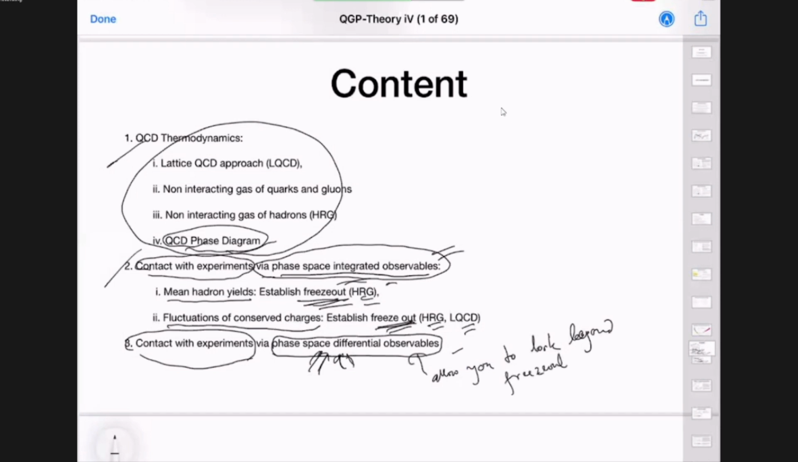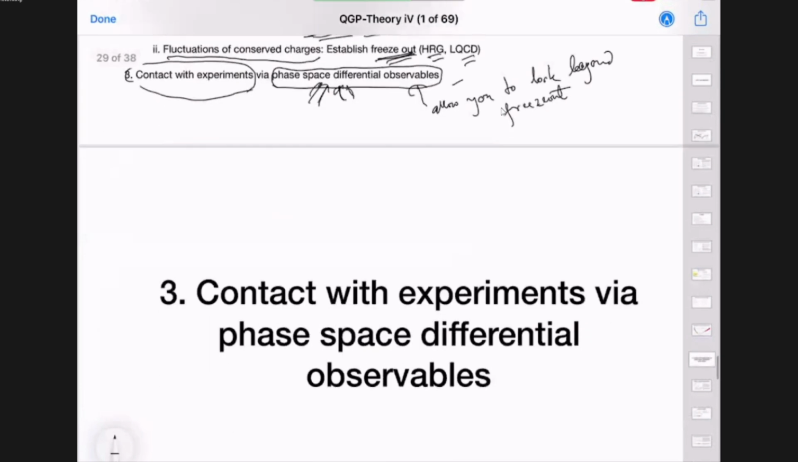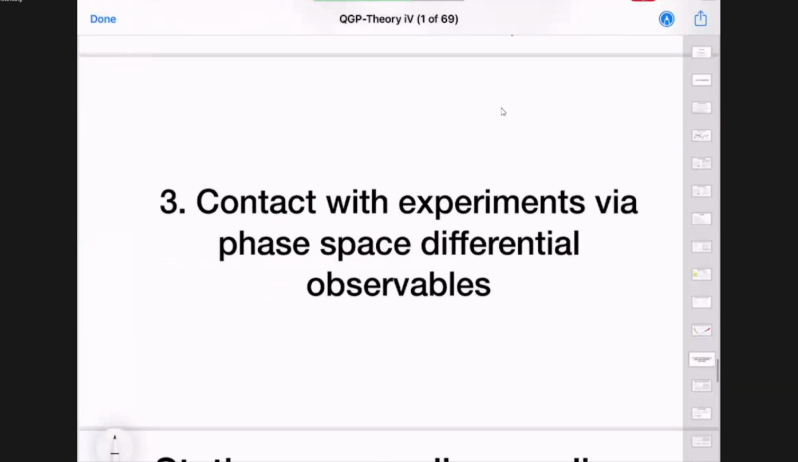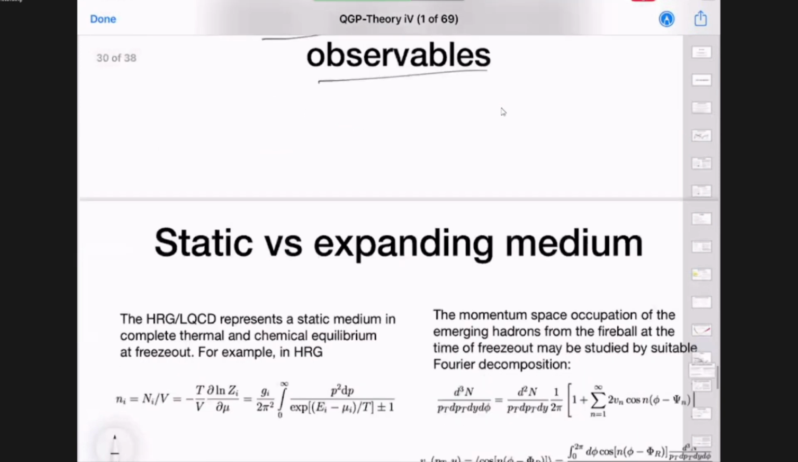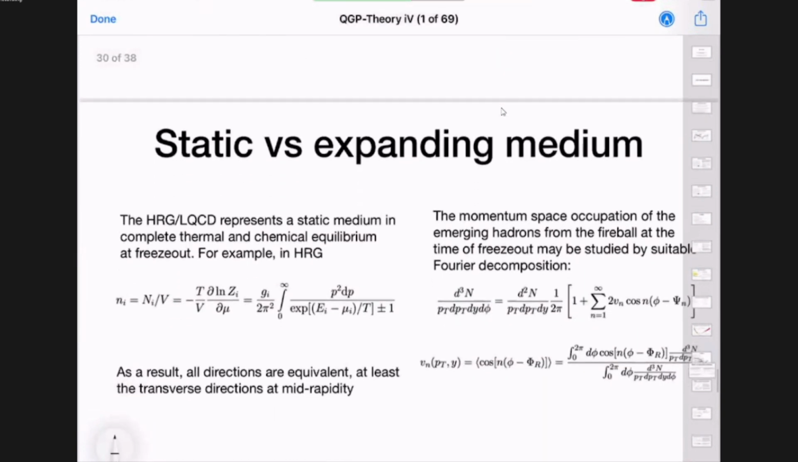Which is good because then we can learn many things about the QGP state and also QCD in these extreme conditions, from the initial condition and so on. So this is what we will try to discuss today: contact with experiments via phase-space differential observables. Okay, so the first topic: static versus expanding medium.